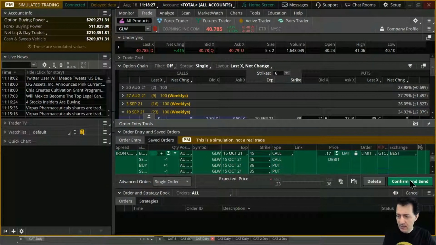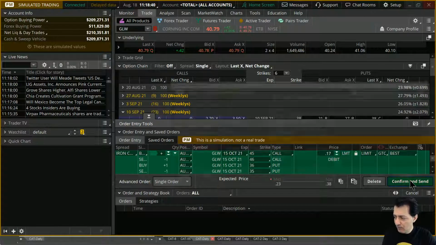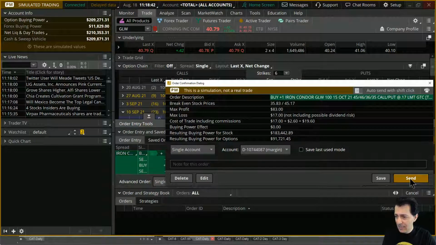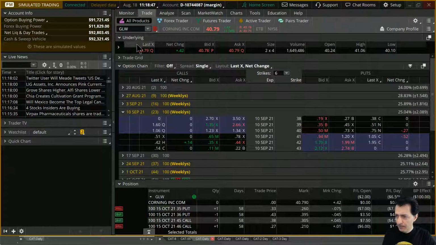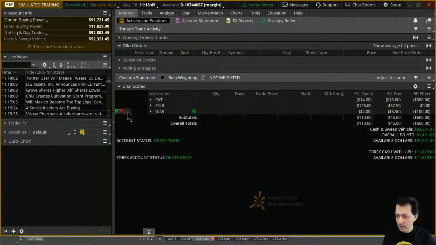And it doesn't matter if it's a demo account or a real account. I encourage you very much to never do actions that go against your plan, because you build bad habits. And bad habits will cost you money at some point. So I'm just gonna confirm and send at 17 cents for the one with GLW. And so here's the order waiting to get filled.